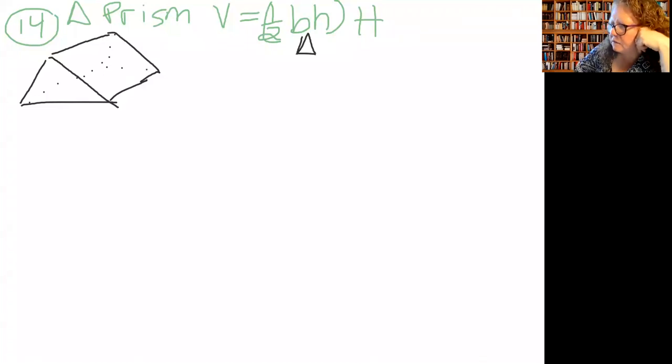But we know that this is a right angle up there. So this is a right angle. But here's what they tell you. This is 3. This is 5. This is 6. And that's 4.